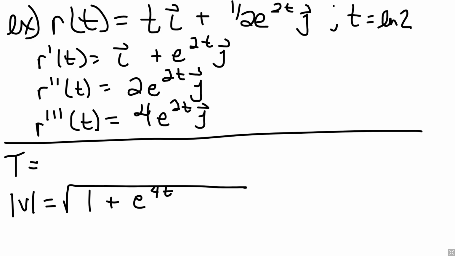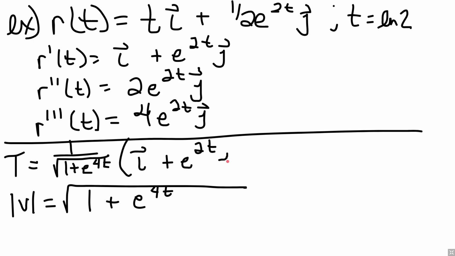All right, so for our unit tangent, it's going to be 1 over the square root of 1 plus e to the 4t, multiplied by the velocity vector, which is 1 in the i direction plus e to the 2t in the j direction. Any questions there?